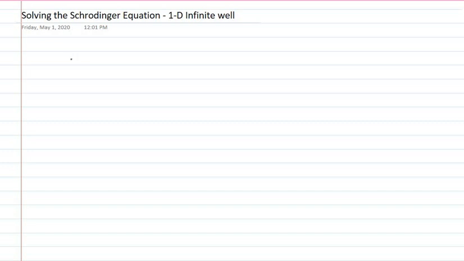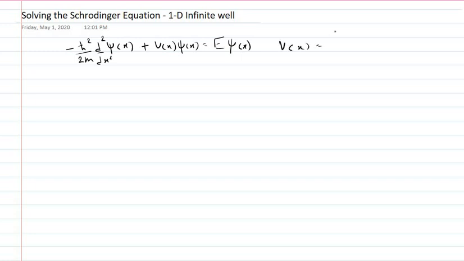Solving the Schrodinger equation in 1D infinite well. First I will write the Schrodinger equation. Okay. And for infinite well, the potential will be like this.